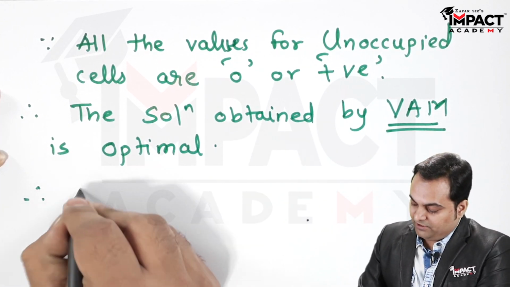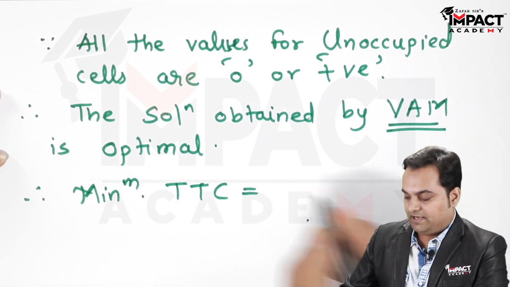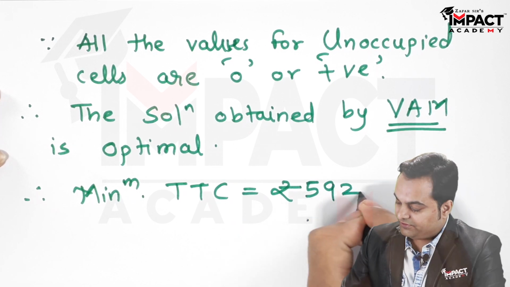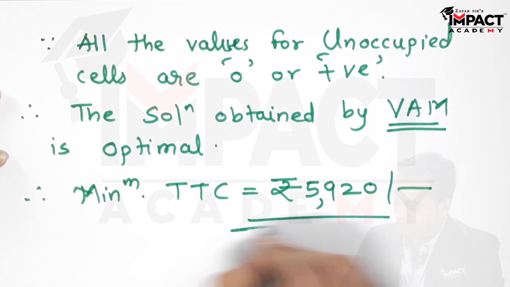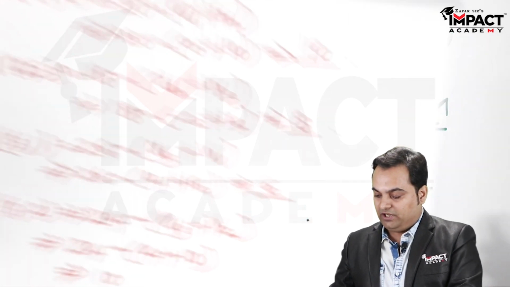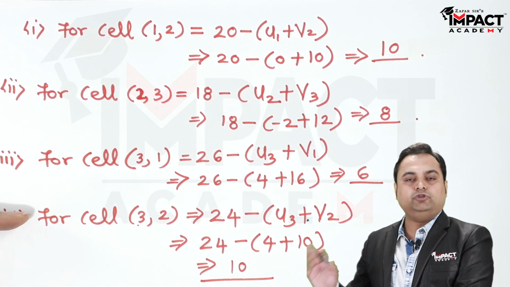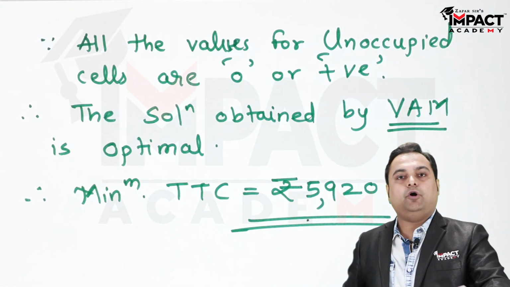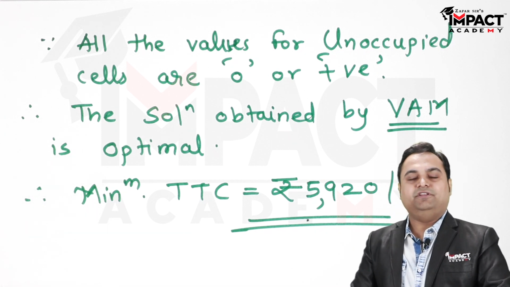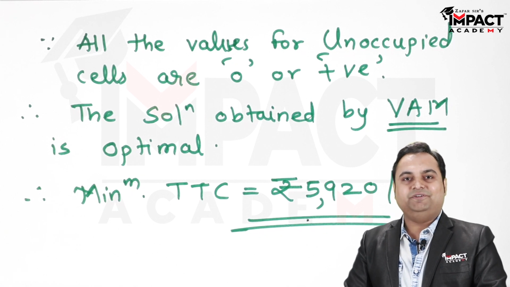So therefore the minimum total transportation cost is now verified, and the value was 5,920 in terms of rupees. And suppose if any of the differences for the unoccupied cells was negative, it means the solution is not optimal and we have to go for the optimal solution, and for that we are going to see the problems in the further videos. So in short, that was a video regarding the VAM method.